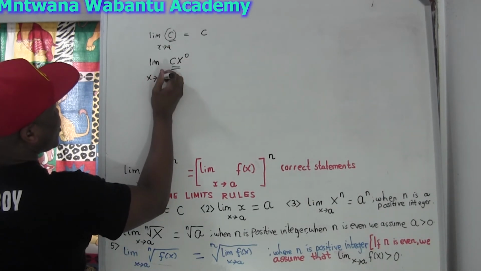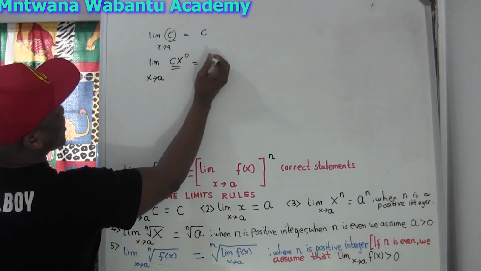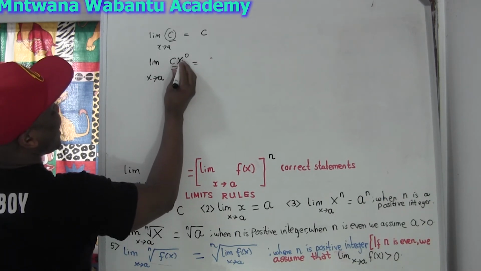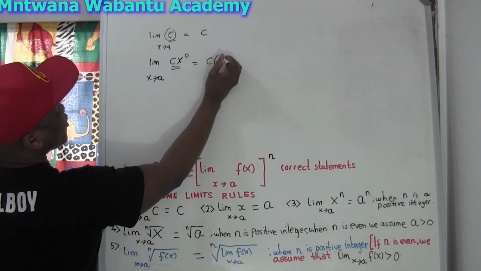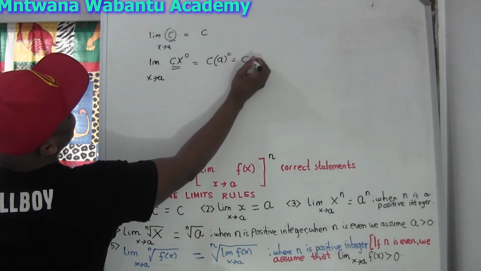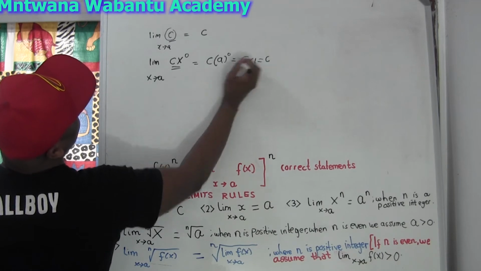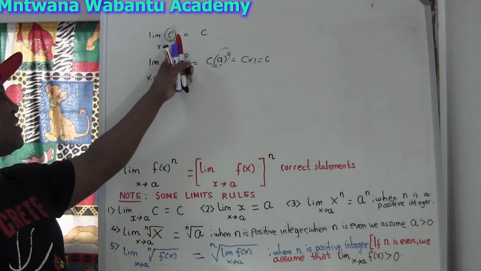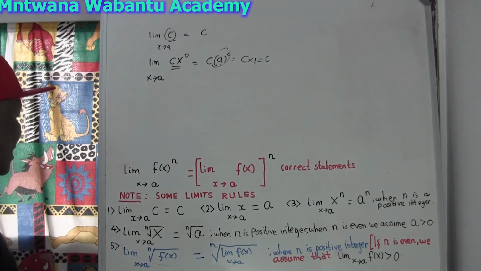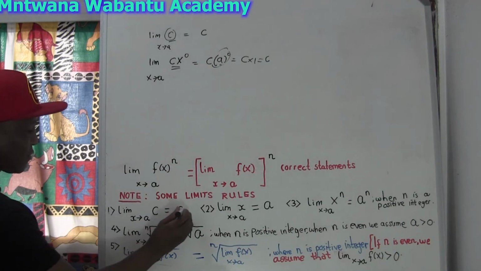Just in case you want to introduce your A, you can say this equals, let's substitute the limit, X equal to A. It's going to be C times A power 0. C times 1 equals C, because any number power 0 equals 1. But you don't have to write all this, you can just say it because there's no X there. You know what I'm saying? So this is the first one.